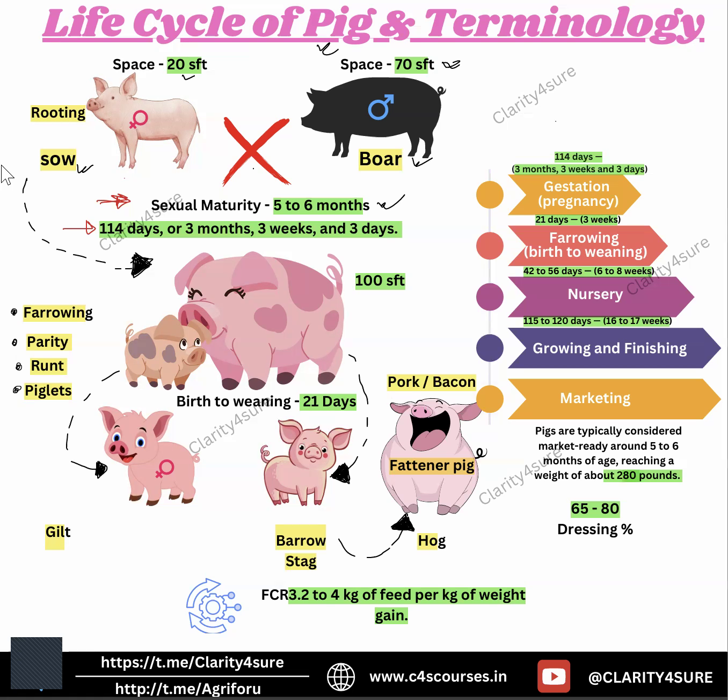Once they attain sexual maturity and have a crossing, what happens is that after the crossing comes the gestation period, the period in which the new piglets are in the womb of the mother pig before they are born. The gestation period of the pig is very, very important, and the number is also unique. That's why in the examination they ask many times what is the gestation period of pigs. This is 3 months, 3 weeks, and 3 days, which accumulates to 114 days. This is a very important figure.